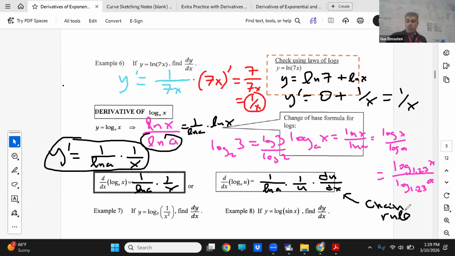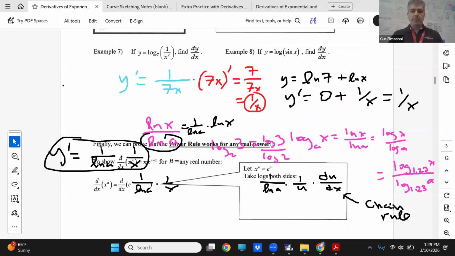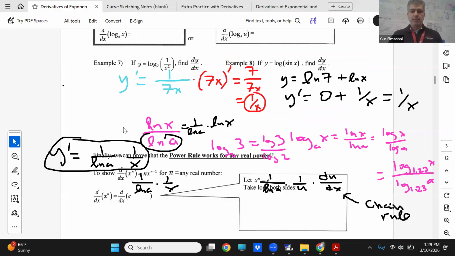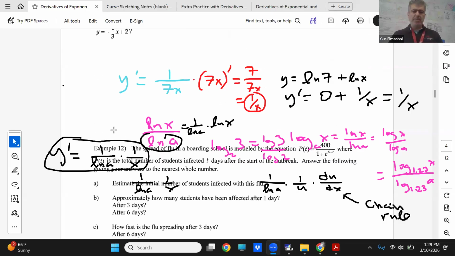Okay, I'm going to have you guys try example 7 and 8. Try on your own. See how it goes. We're going to revisit the power rule, which is going to be super easy. Rest of that should go by pretty fast.